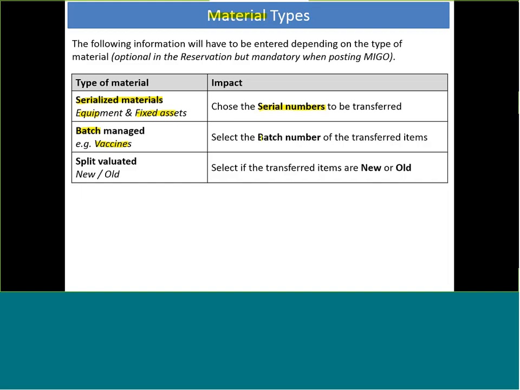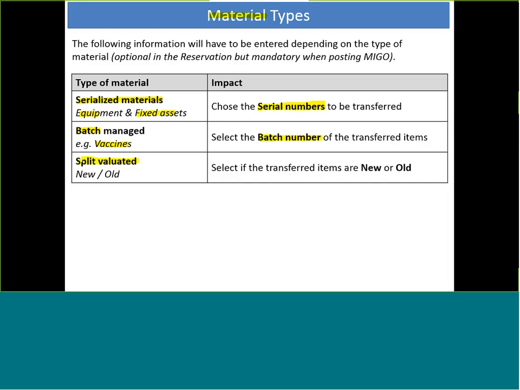Similarly, for batch managed materials, if we are transferring vaccines from one storage location to the other, the system will ask the inventory user to indicate which batch number we are transferring, because the system needs to understand if we are transferring a particular batch number or another one for reporting purposes, right? Because the system keeps track of the stock levels for each particular batch or for each particular equipment. Same thing for split valuated materials.